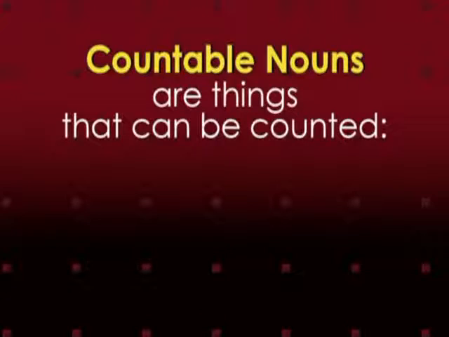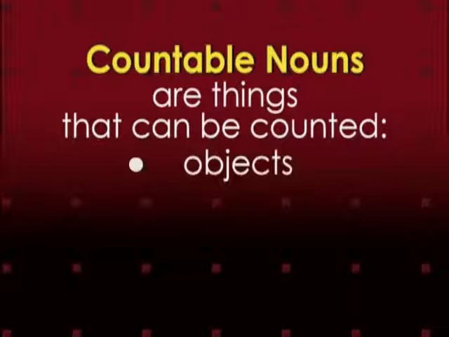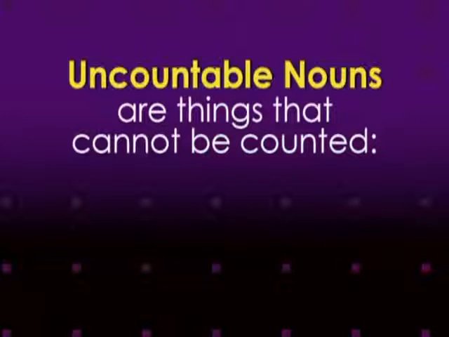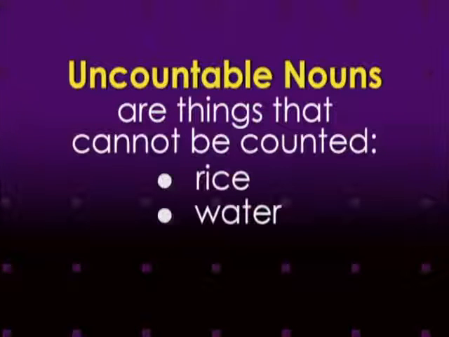Hello again. This lesson is about countable and uncountable nouns. A countable noun refers to things that can be counted, such as objects, people, animals, and places. An uncountable noun is for things that cannot be counted, like rice, water, and sugar.